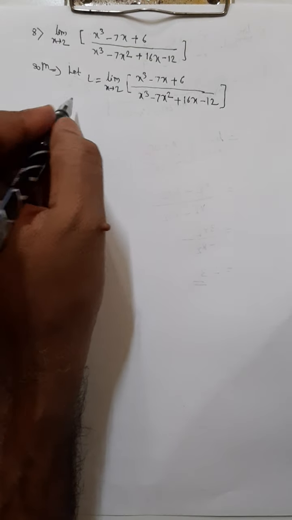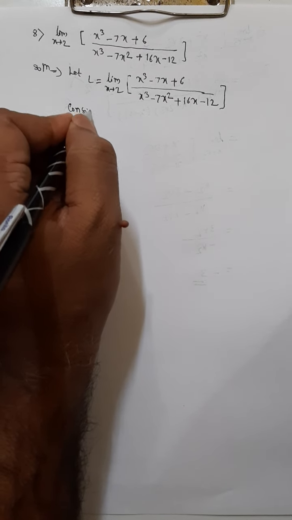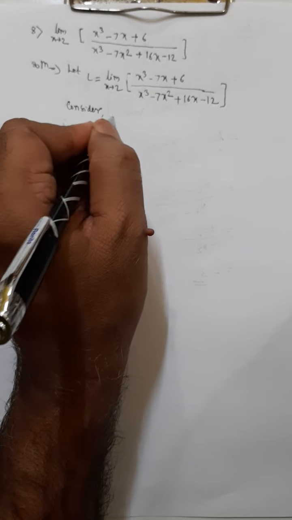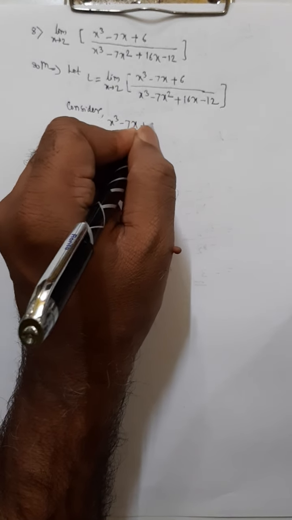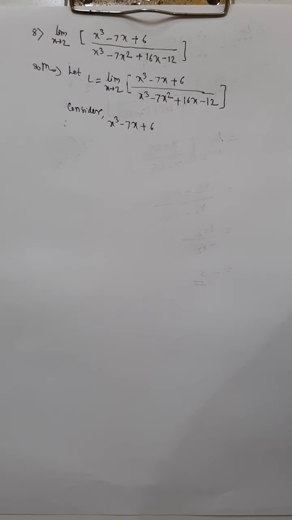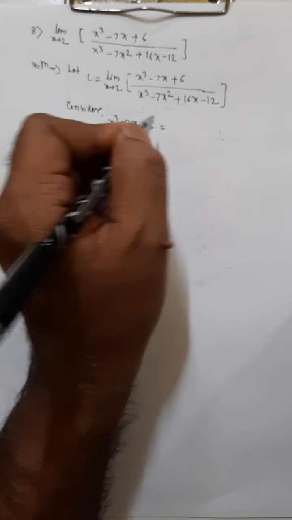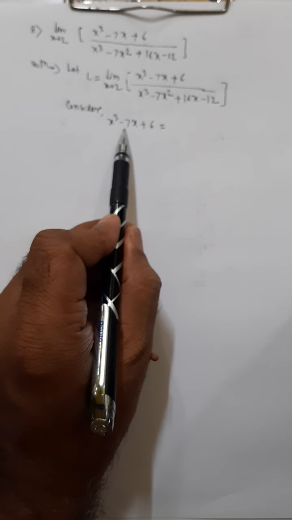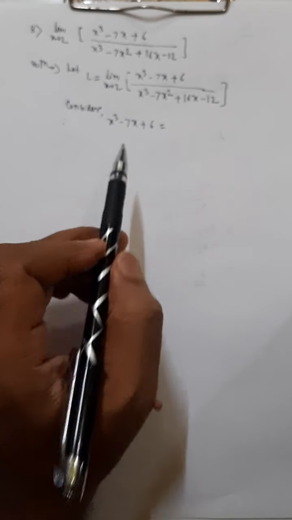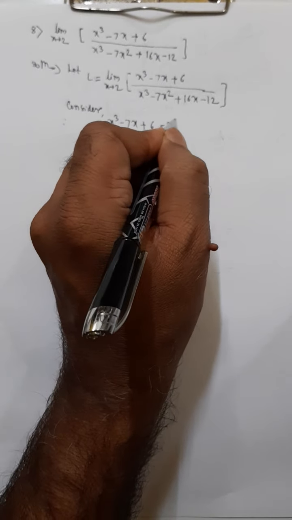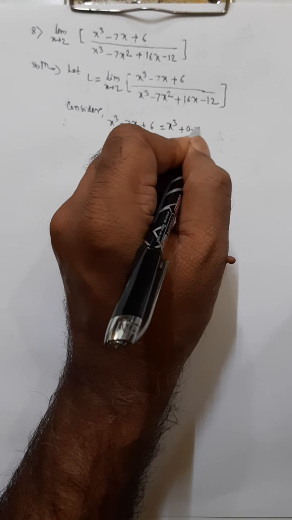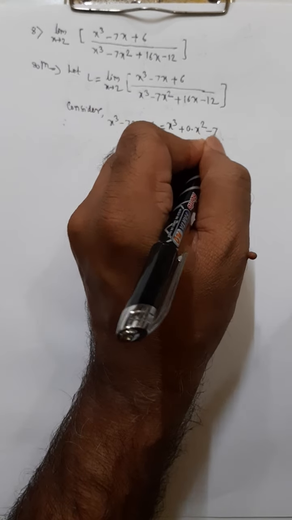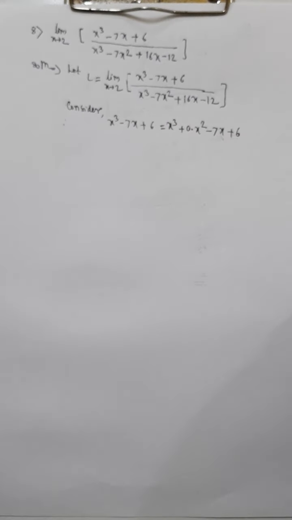First consider the numerator, x cube minus 7x plus 6. So we have to find factors for this polynomial. Note that by using the synthetic division method we have to factorize this. For that, the first rule is that the powers of x must be in decreasing order. Note that here the term containing x square is absent. So for that we write here 0 into x square. So this can be written as x cube, x square absent so we take 0 into x square, then minus 7x plus 6. That is the first rule.